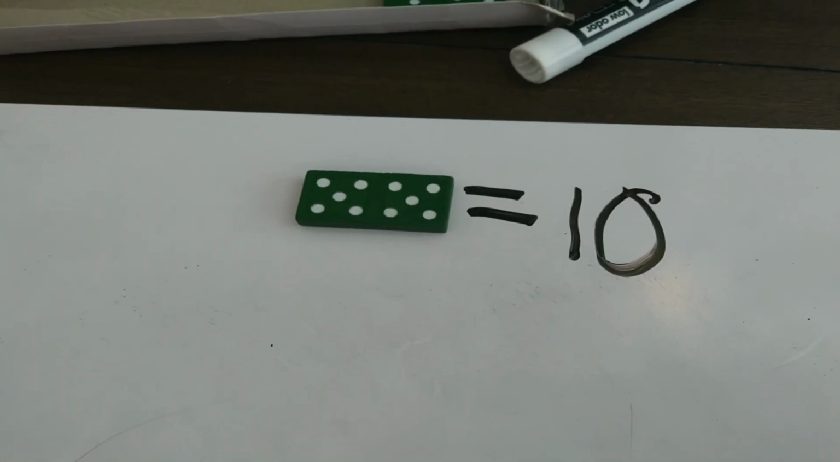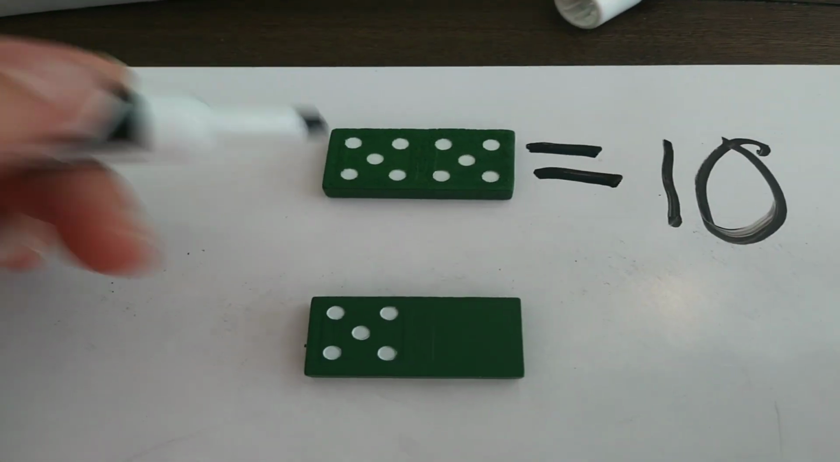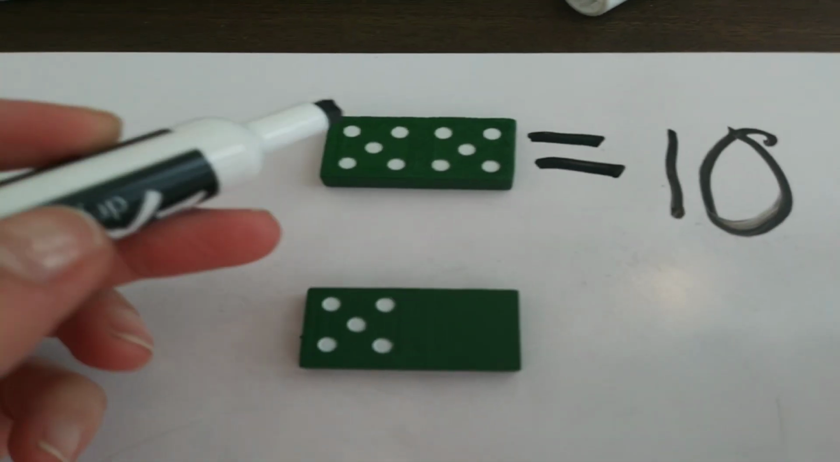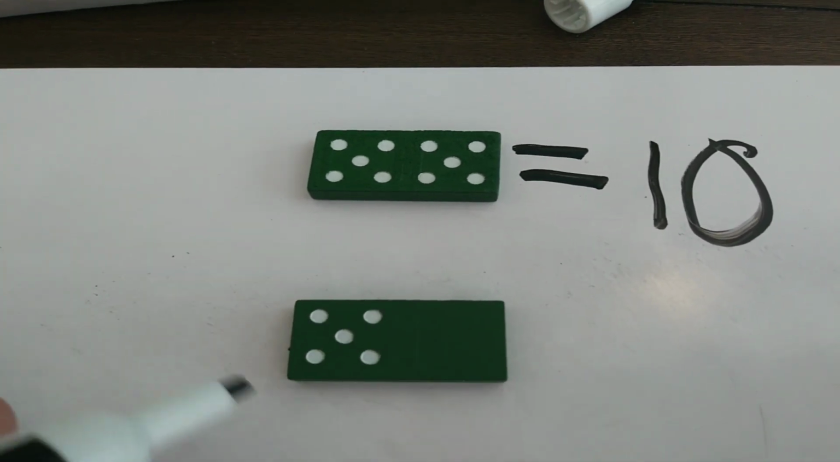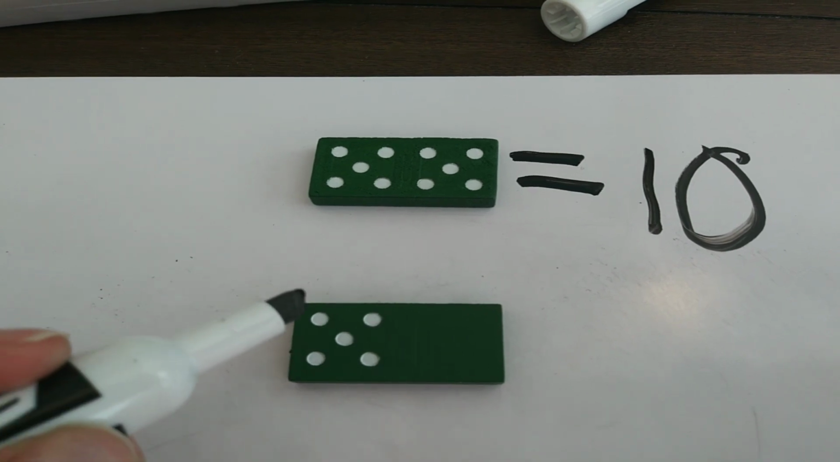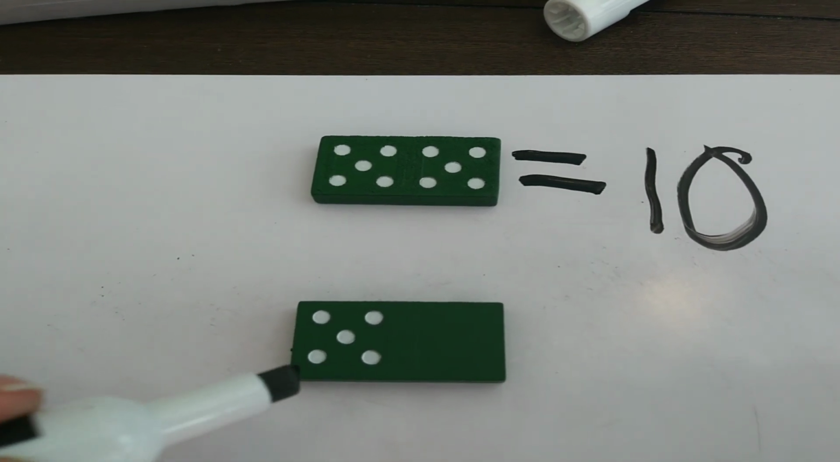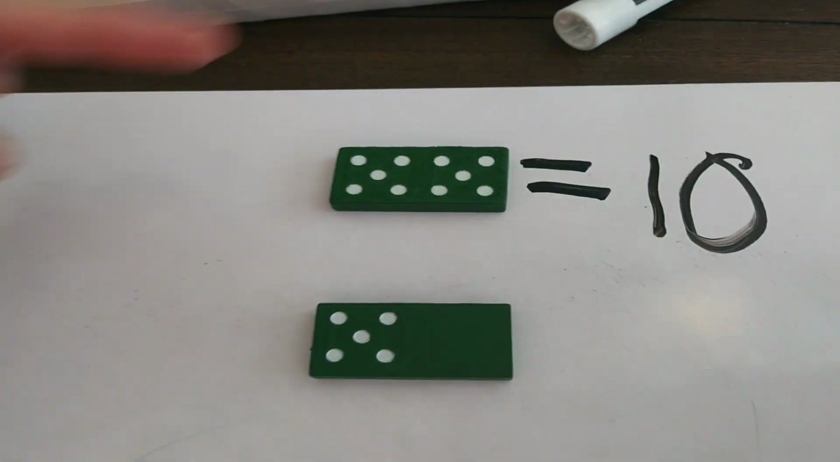All right, let's try another one. Okay, now remember, you have 10 on this one. That one's not going to change. How many dots do we have on this domino here? Let's count. 1, 2, 3, 4, 5. There are 5. So let's count how many there are in all.